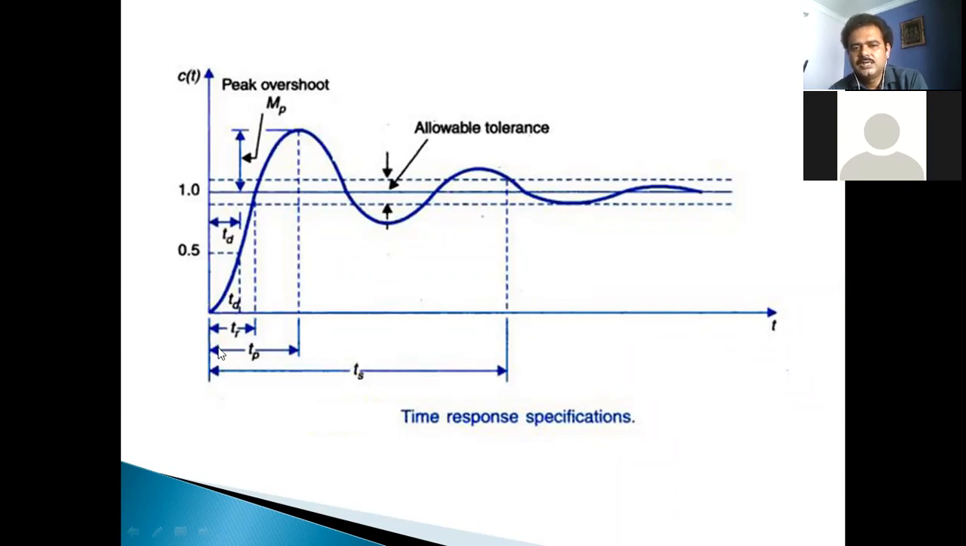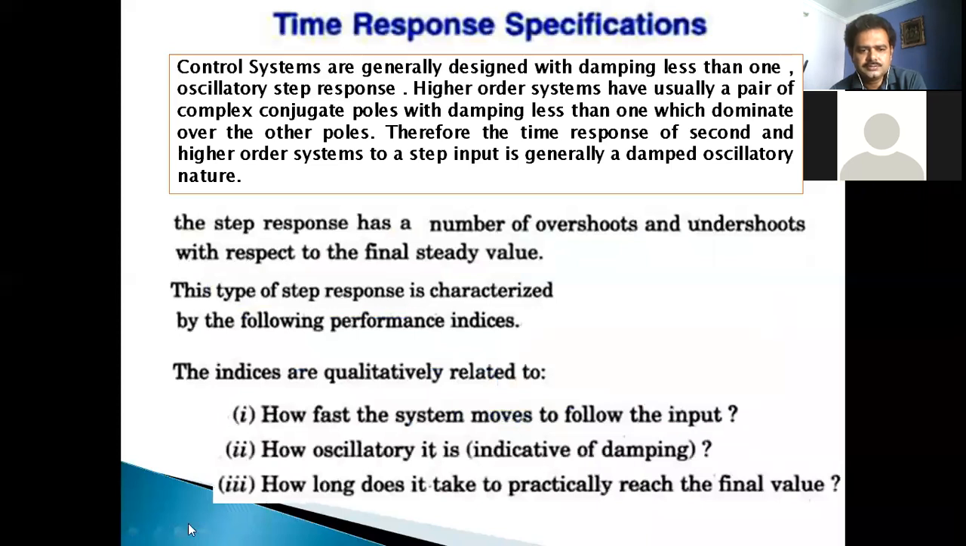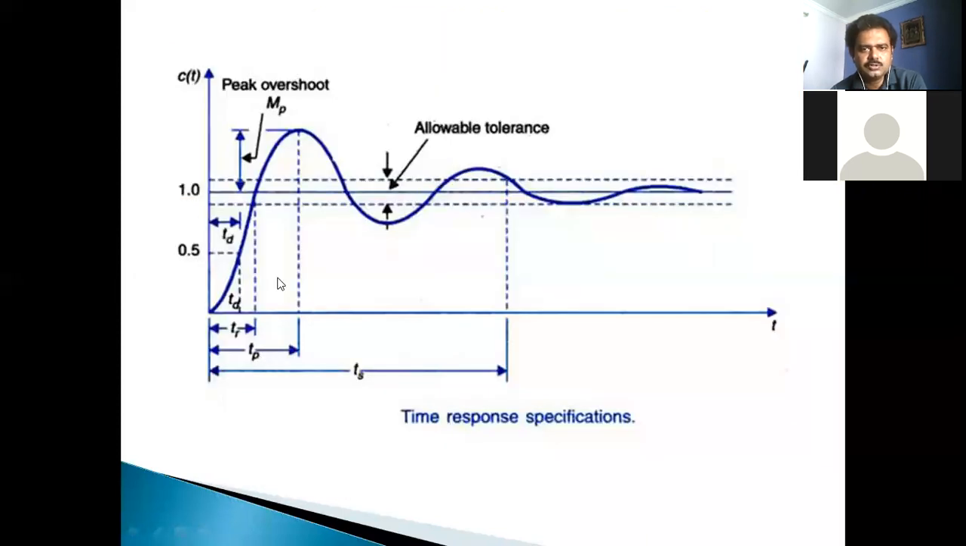So these are the specifications to represent any time response. Just a minute. Note down this response.